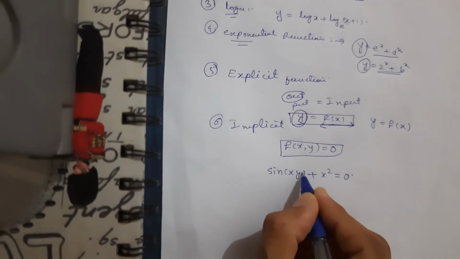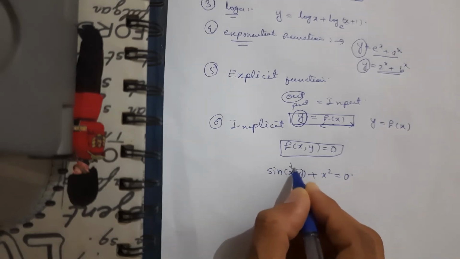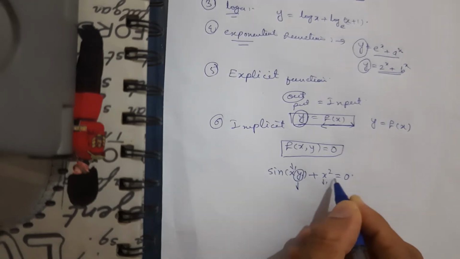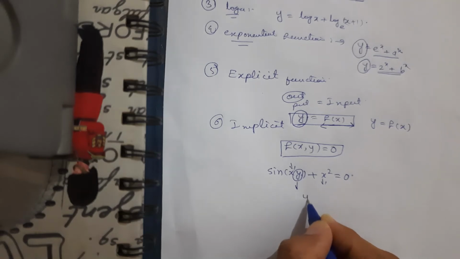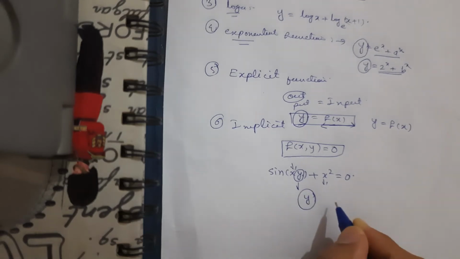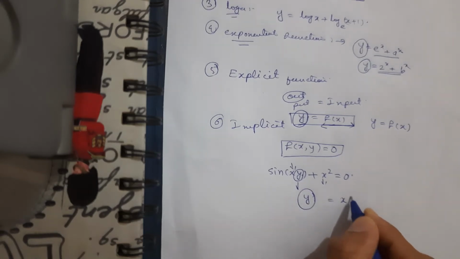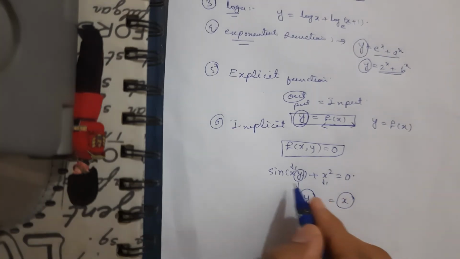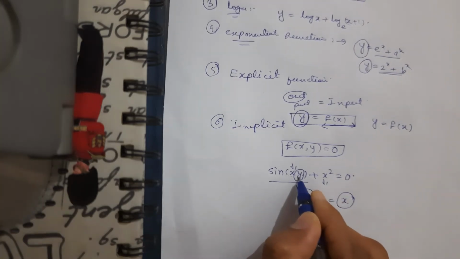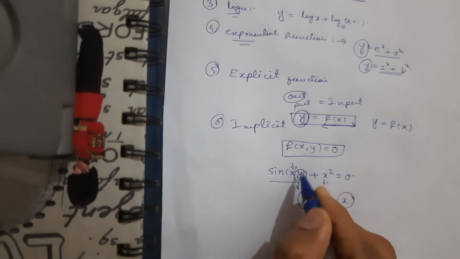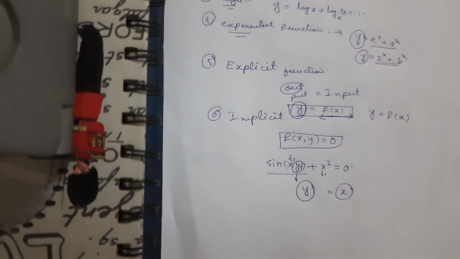Okay, now this y is your output and x is your input, but we cannot separate them. We cannot write y on one side and x on another side. This cannot happen. It is very difficult to separate this y from this x. So this kind of function is called an implicit function.